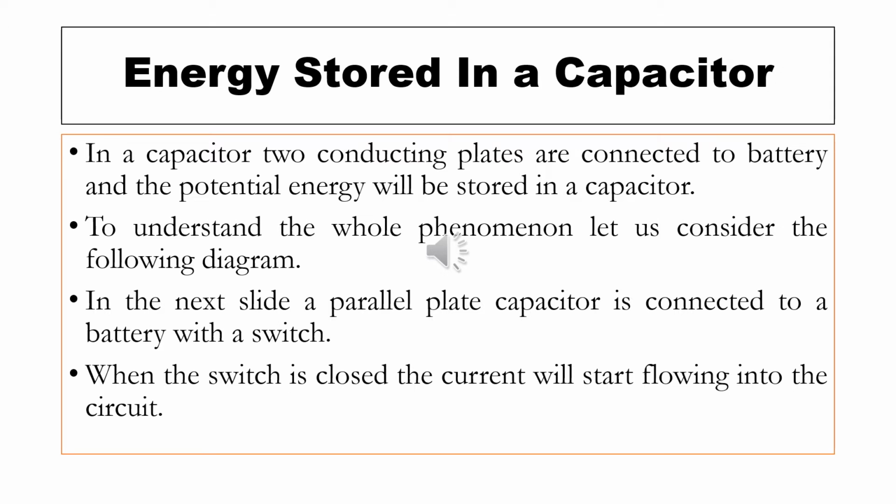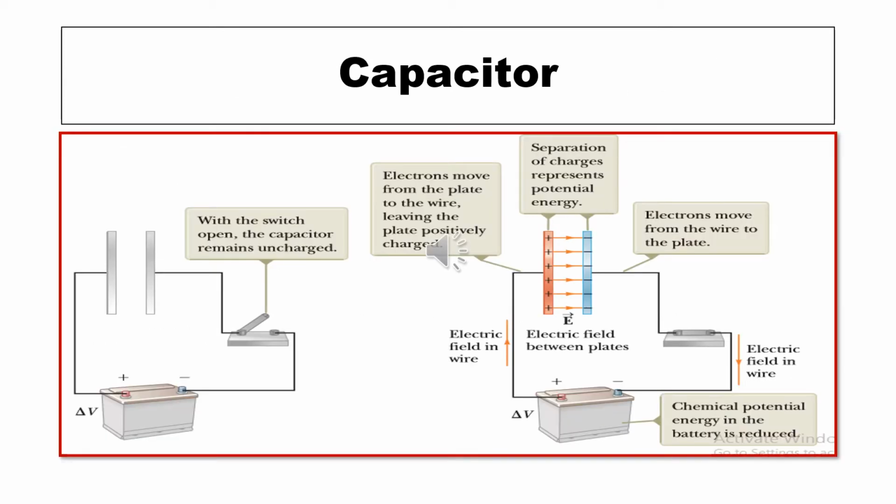We charge the whole parallel plate capacitor by using a battery. Here you can see that we have a battery of potential del V. We have a capacitor consisting of two parallel plates and a switch. When we close the switch, the current will flow in the circuit.